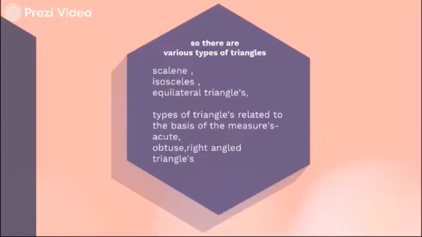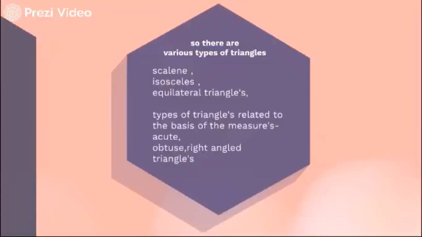And in isosceles we have only two of the sides equal. So we have 6 centimeters for each length and the base as different, which is 4. An equilateral triangle has the same equal centimeters on all sides.